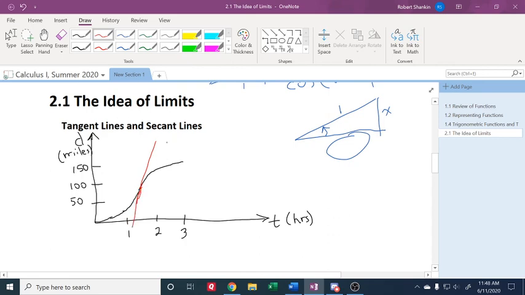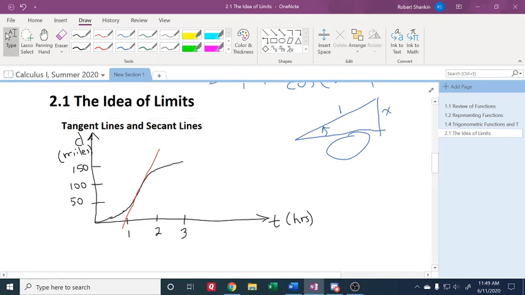Now, I didn't draw that tangent line very good. Let me do that a little bit better. The line that just nicks the curve there. The slope of that line would be how fast we're going when we're going the fastest.